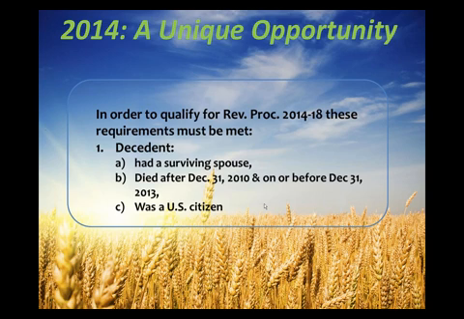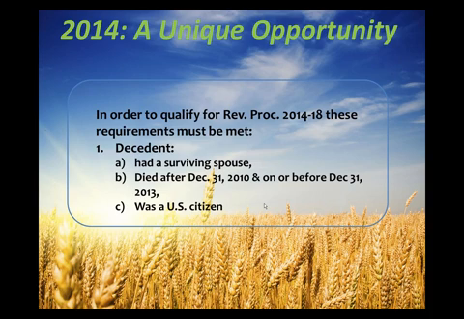The requirements have to be met. The decedent, the person that died, has to have had a surviving spouse. Otherwise, there's no one to transfer the DSUE to, the unused exemption. The person had to have died after December 31st, 2010, and on or before December 31st, 2013. And they had to have been a U.S. citizen.